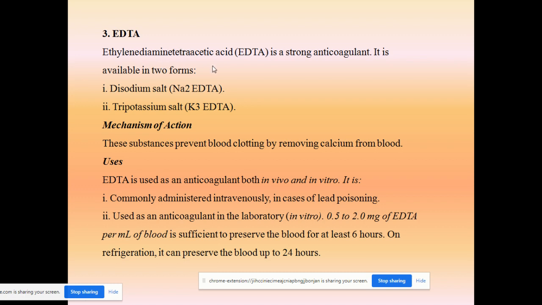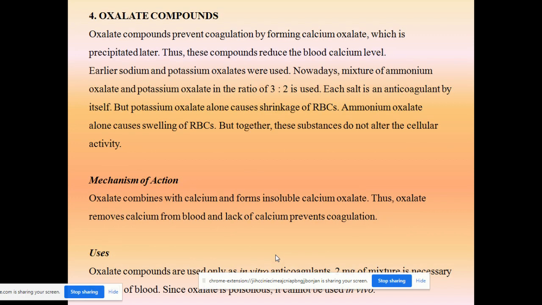Next, EDTA is ethylene diamine tetraacetic acid. It is a strong anticoagulant available in the disodium salt and the tripotassium salt form. What is its role? It prevents blood clotting by removing the calcium from the blood. It is used both in vivo and in vitro; it is administered intravenously in case of lead poisoning. It is also used as an anticoagulant in the laboratory for collecting plasma.